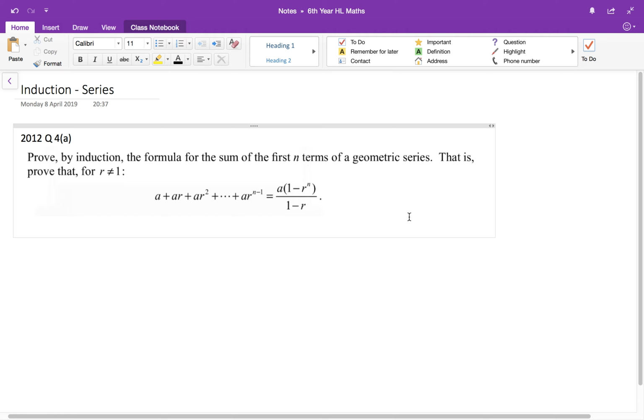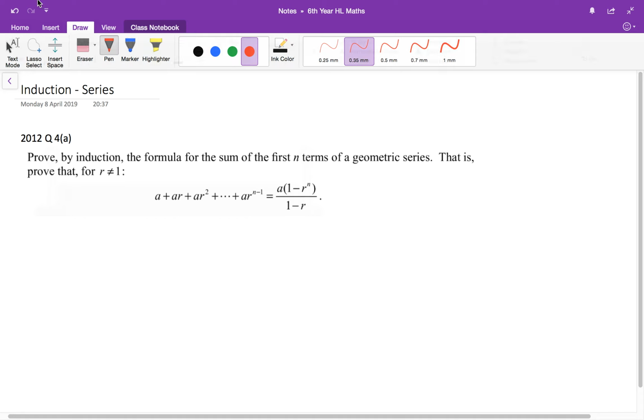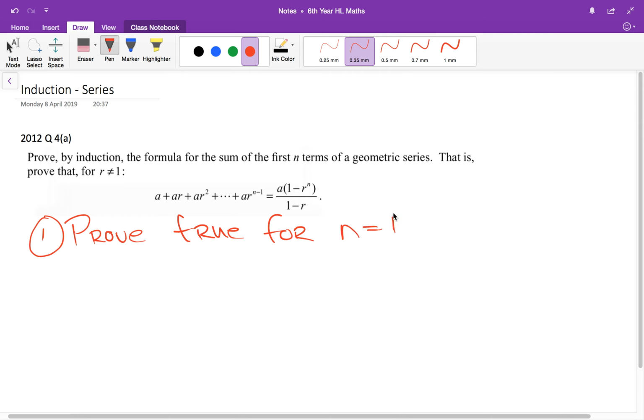This is another one that falls under the series heading, except this is the geometric formula. So it's another one that's not officially a proof, but it sort of behaves like a proof because it's the same every time. So same steps. So prove that it's true for n equal to 1.